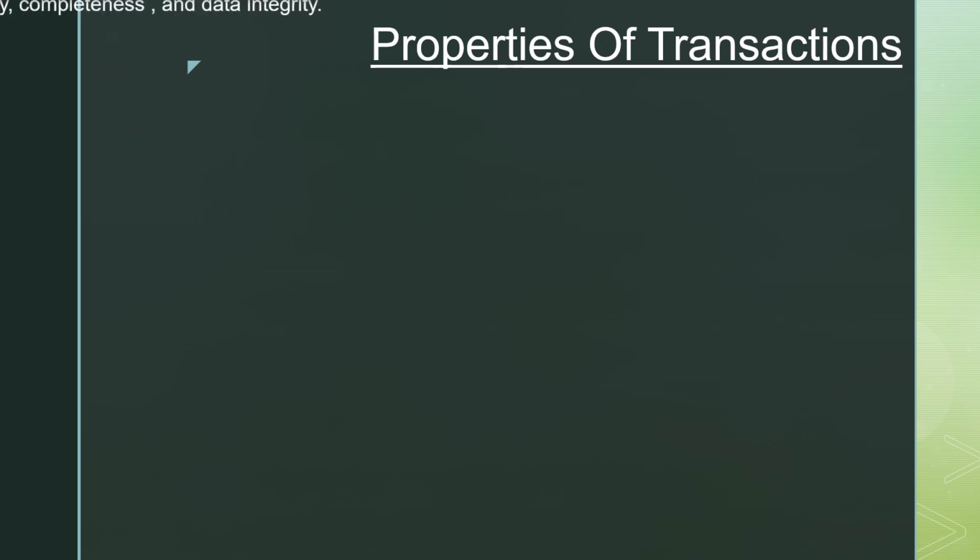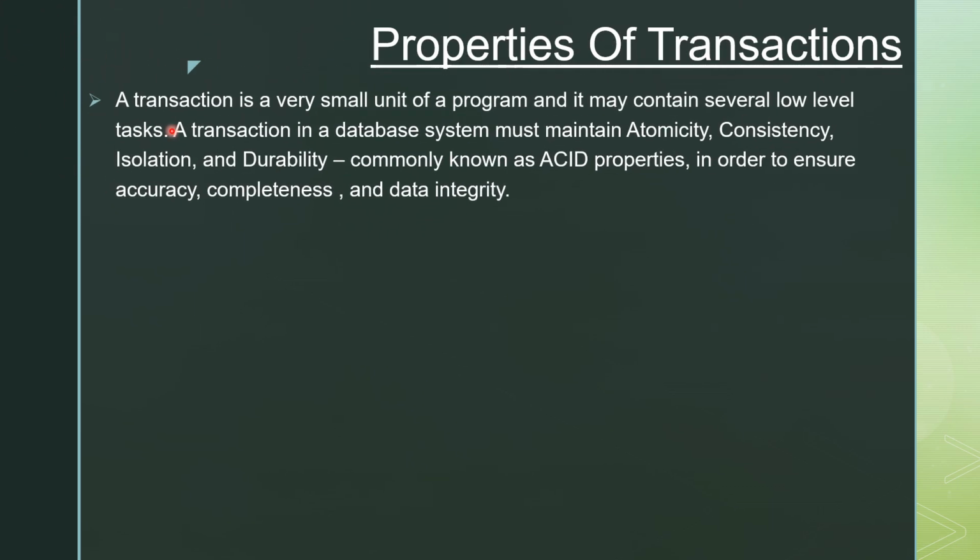So what is transaction actually? A transaction is a very small unit of a program and it may contain several low-level tasks. So it is nothing but a small unit of a program. When you are transferring any money from one place to another or from one account to another, that is one type of a transaction.